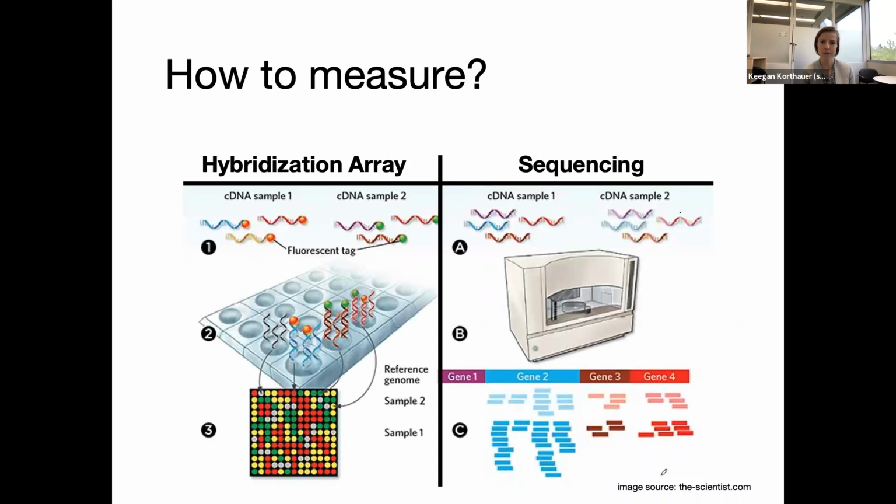The first, on the left, are called hybridization arrays. What these do is they use a predefined set of probes, and then they use fluorescence to assess the relative strength at each probe of methylated versus unmethylated DNA. And this is really a continuous signal coming from the arrays. On the other hand, the other type of method is sequencing assays. These essentially use read counts to assess the level of methylation present. And this data is, like I mentioned, count data, so it's more discrete in nature.